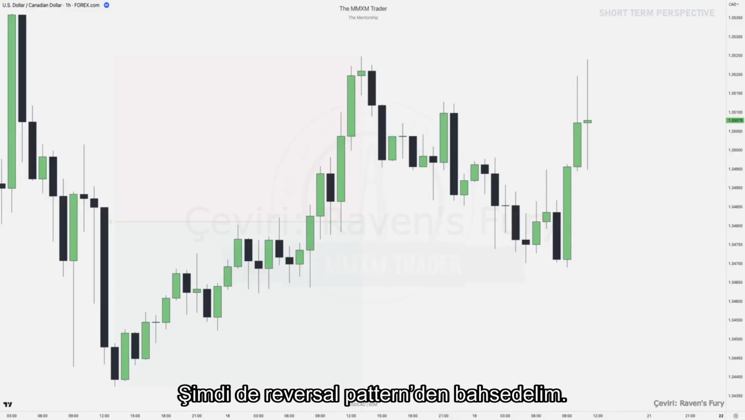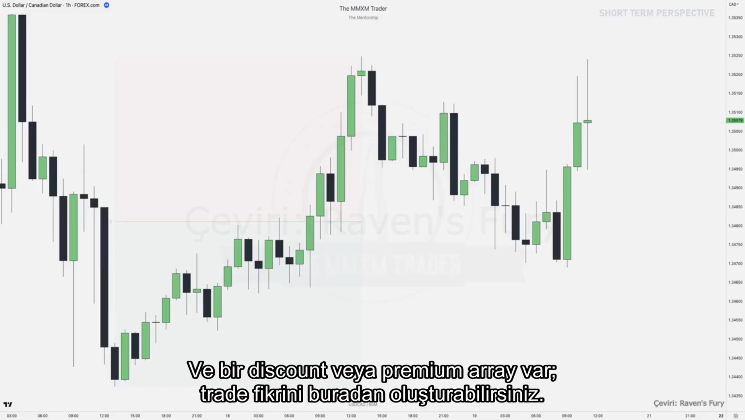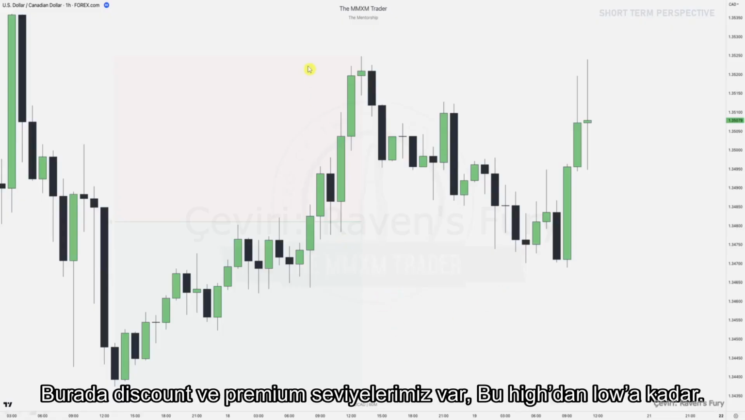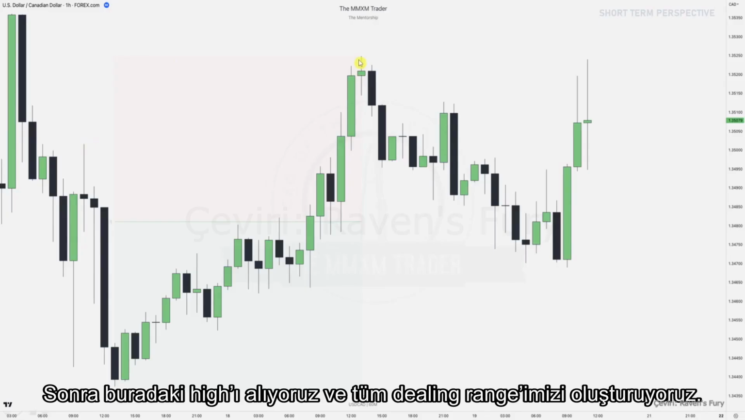Now let's talk about reversal patterns, right? So we have continuation pattern, and now we're going to talk about that reversal pattern. So again, two things you can have. You have that stop hunt, right? And then we have a discount or premium array where we can base our trade idea from. So over here, we've got our discount and premium levels, right? From this high down to this low. Again, we take out this low, right? So this is the low from our dealing range, and then we take out this high over here, and then we have our whole dealing range.